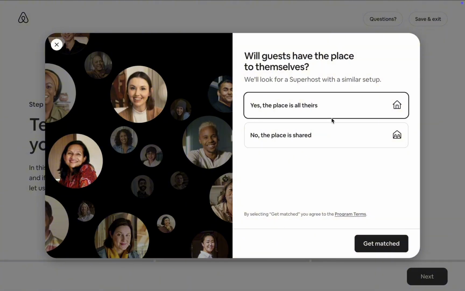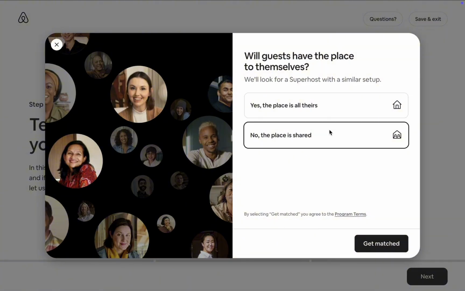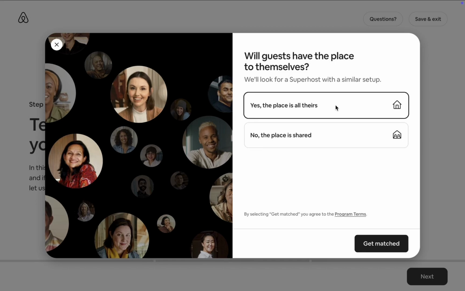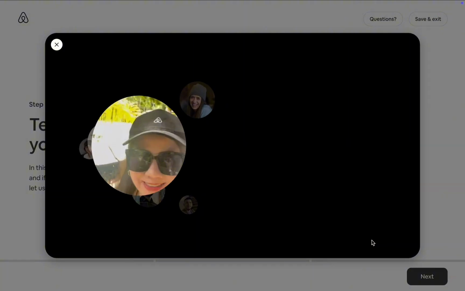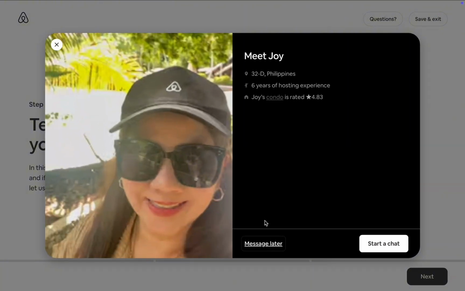Step 7. Check regulations. Make sure short-term rentals are allowed in that area. Now here's the key idea. Don't guess. Use real data before investing.